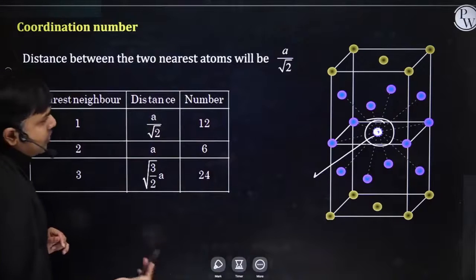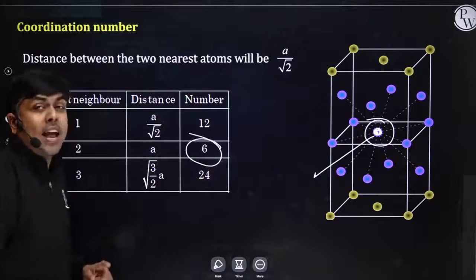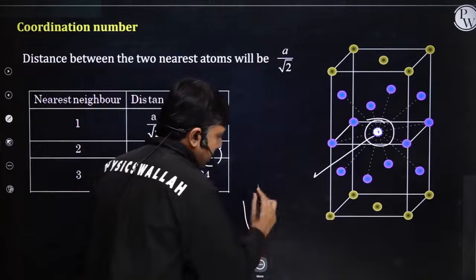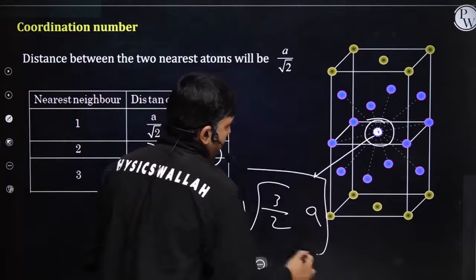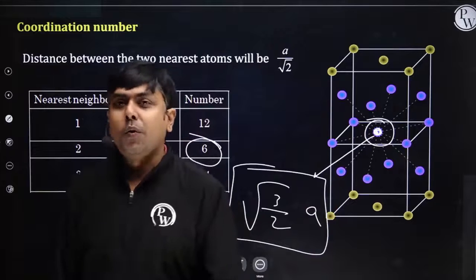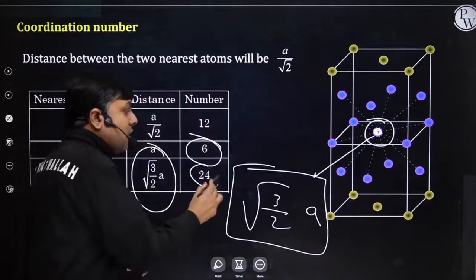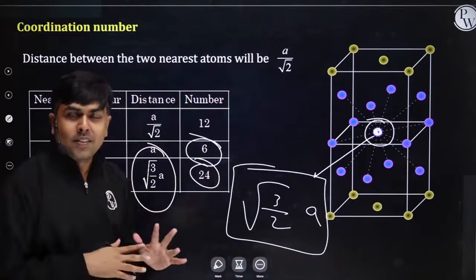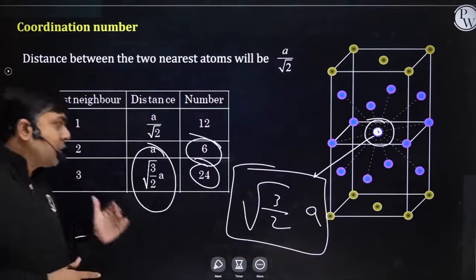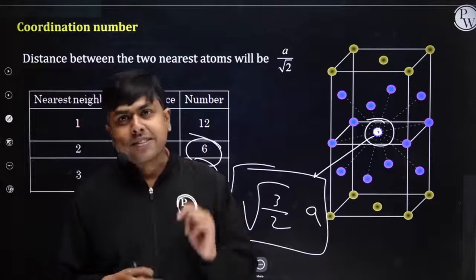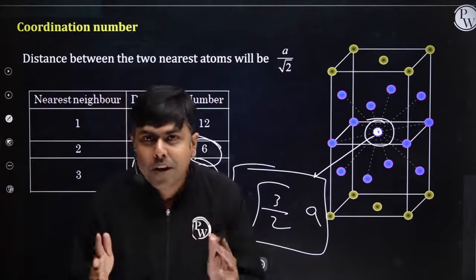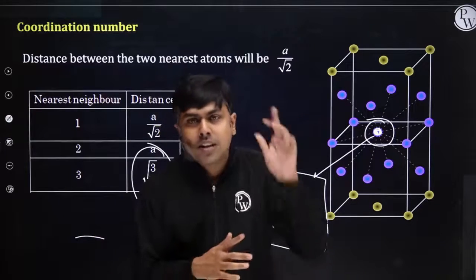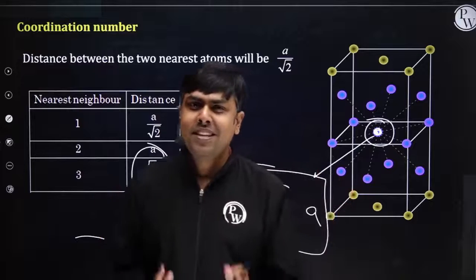Now at a distance of a, it will be surrounded by 6, and at a distance of root 3 by 2 a, it will be surrounded by a total of 24 constituent particles. So what's the coordination number for FCC? Coordination number is 12. Next nearest neighbor is 6, and next to next nearest neighbor is 24. The distances are: for coordination number, a by root 2; next nearest, a; and next to next nearest, root 3 by 2 a. Am I clear, students? Let's move ahead.